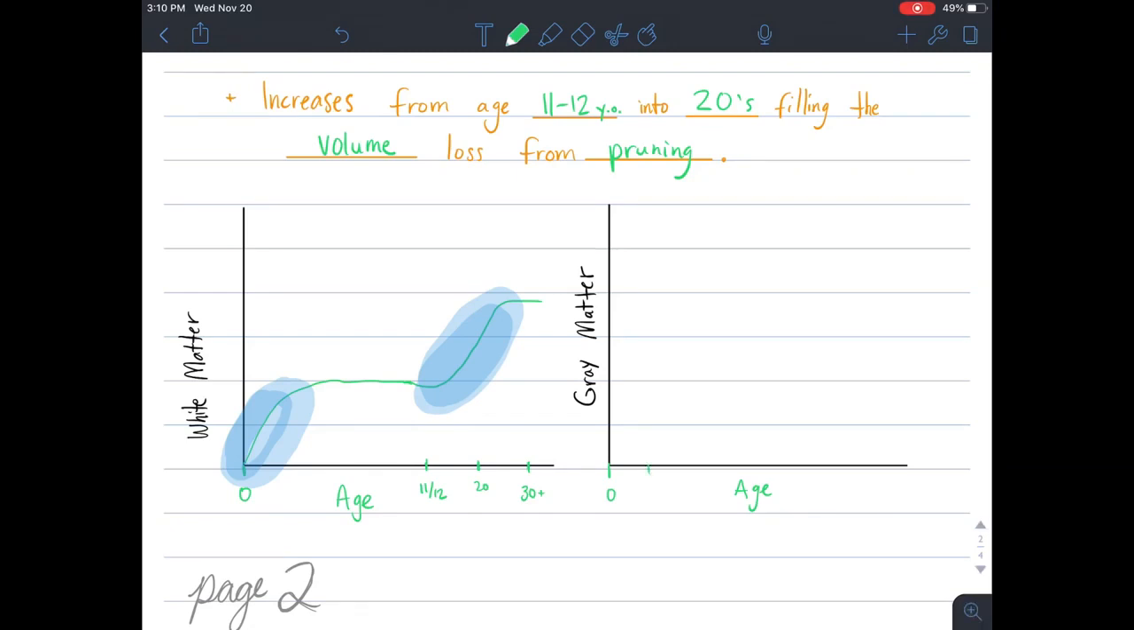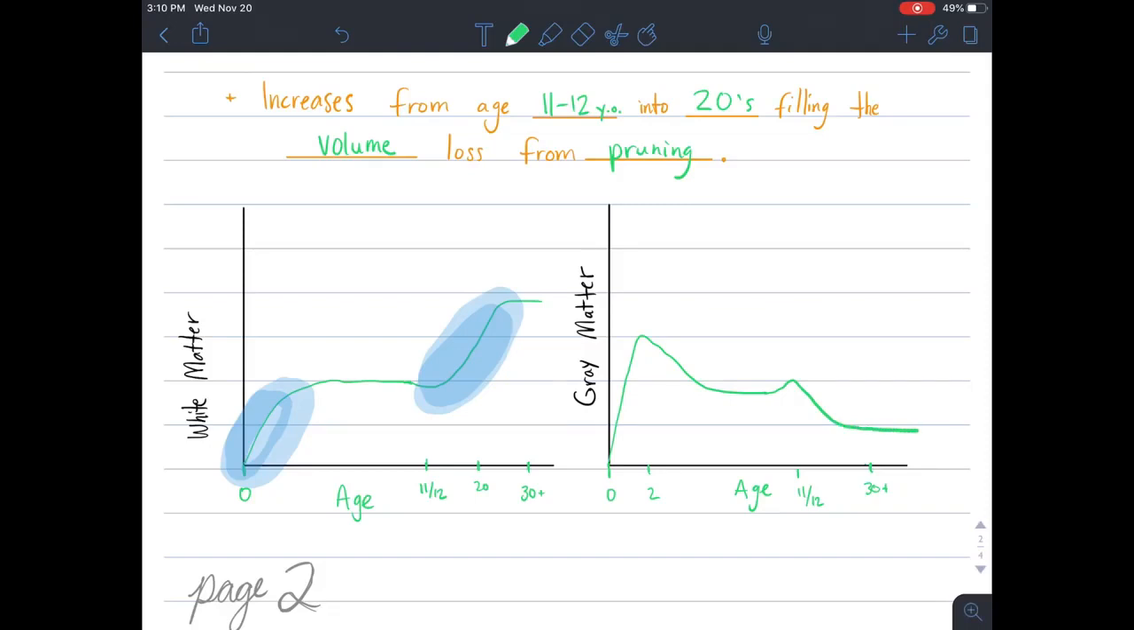Now, gray matter is a little different. We're going to put age 2 in here. We'll add age 11 to 12, and then we'll add that whole 30 plus, like when we're finally mature. So from 0 to 2, the amount of gray matter in our brain, the number of cells in our brain, increases rapidly. But then at 2 years old, it starts to decrease, and it goes down and down and down. It kind of levels out at 11 or 12. We get a little slight boost, but then it decreases.